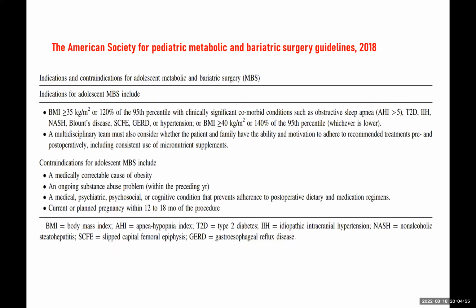But for sure, bariatric surgery for pediatrics needs to be done in a center with good volumes and good experience. There are certain contraindications for adolescent surgery: a medically correctable cause of obesity, which you have to correct by medical treatment; ongoing substance abuse problems; medical, psychiatric, psychosocial, or cognitive conditions that prevent adherence to the postoperative dietary and medication regimen; or current or planned pregnancy within 12 to 18 months. And of course, this is one of the contraindications. So this is for bariatric surgery.